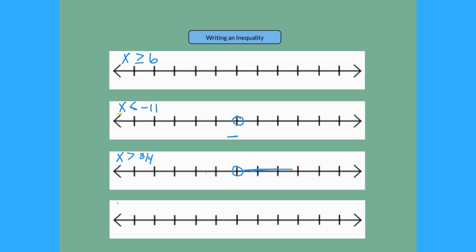And for the last one, start with the x. The number where the dot is -2/7. We're shading to the left, so less than. But this time, this circle is filled in, so we want to add that or equal to piece to the bottom.